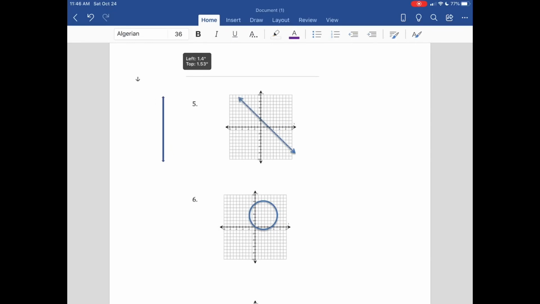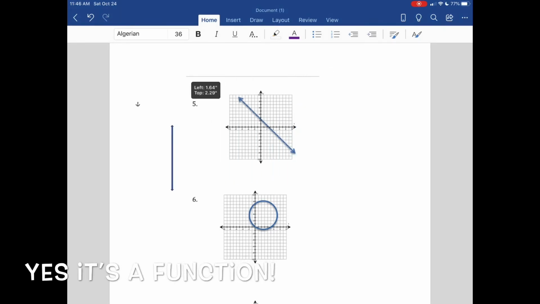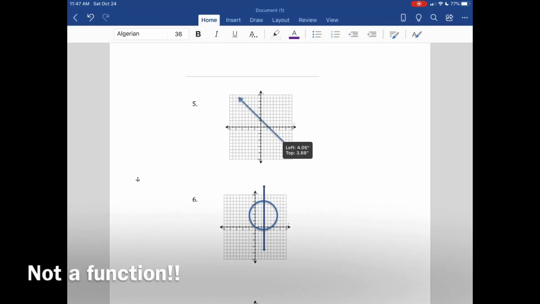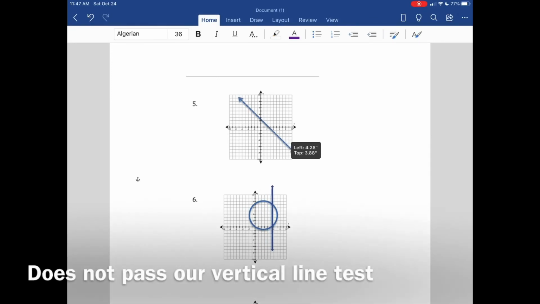So for these problems, it's asking us to use the vertical line to identify if this equation or relation is a function. So I'm going to take my vertical line and see if it ever intersects it in more than one point. If it intersects that graph. And 5 looks good. 5 is a function. Now I'm taking that vertical line to 6. And I'm going to see if it hits it in more than one point. And I think we see, oh yeah, this is not a function because it intersects that graph in more than one point.